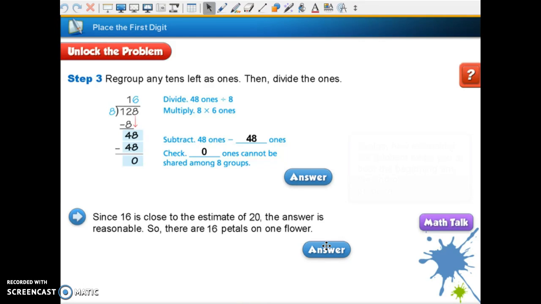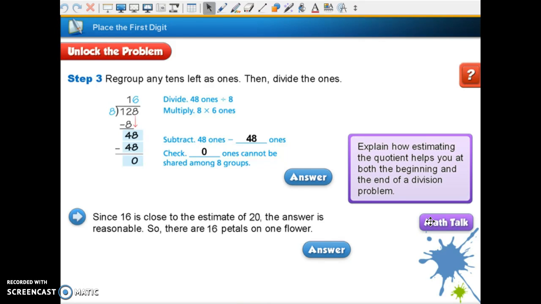So, by estimating, rounding our 128 to something that is compatible with 8, we could tell where to put our first digit, right? Because we got 20 when we divided 160 by 8. And we could tell that we either needed to multiply 8 by 2 or by 1. Which doesn't seem like a big deal now, but as your division problems get a little harder, that will be very helpful.